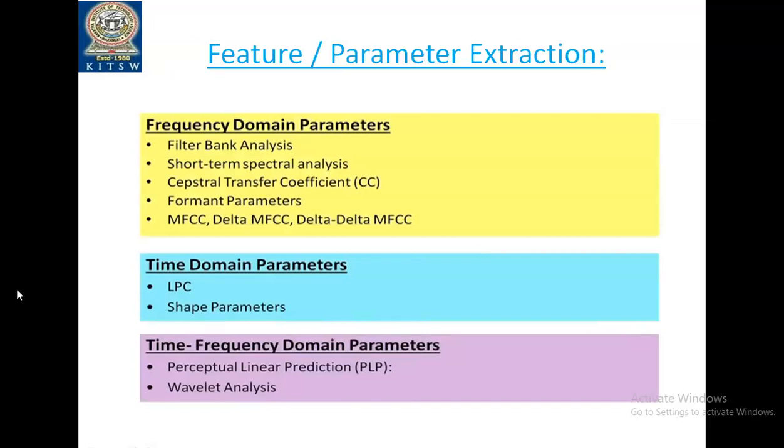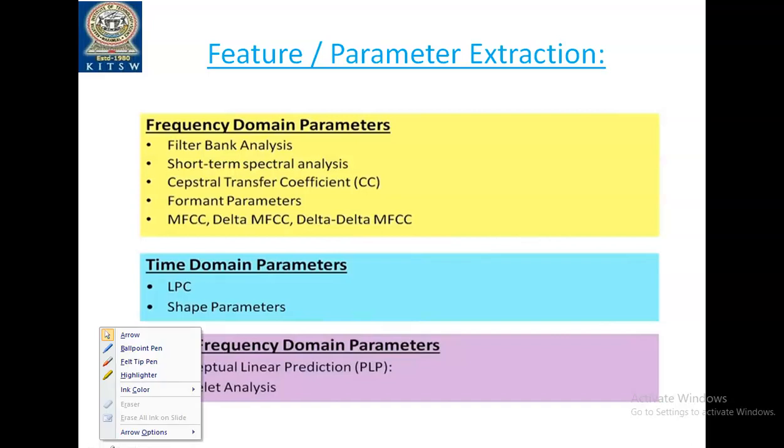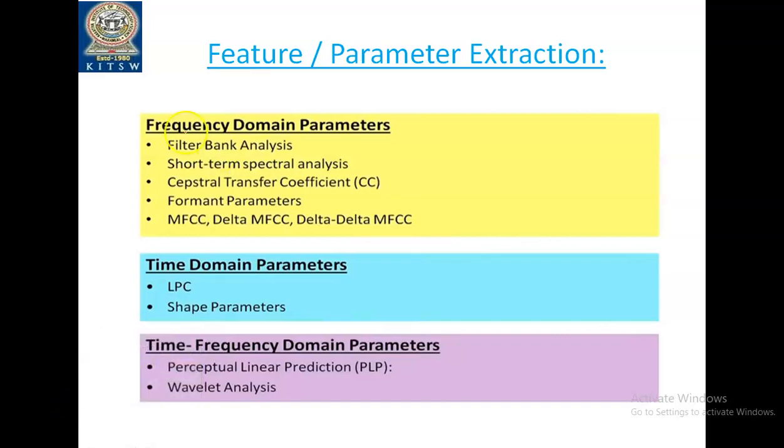Alright, so this we have already seen in the previous video. The feature or parameter extraction can be done using either frequency domain parameters, time domain parameters, or time-frequency domain. But the other two are not in our syllabus, and we'll be sticking to the frequency domain parameters. So the filter bank analysis is already done and we are left with the MFCC, that we can see today.